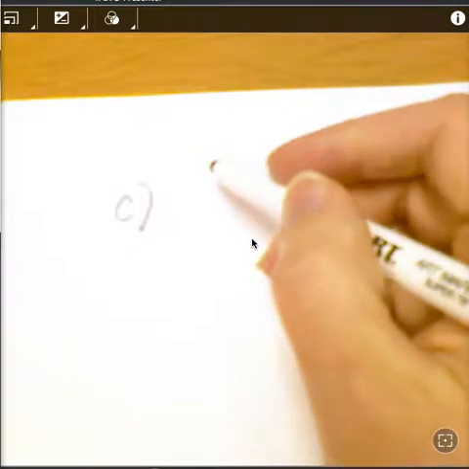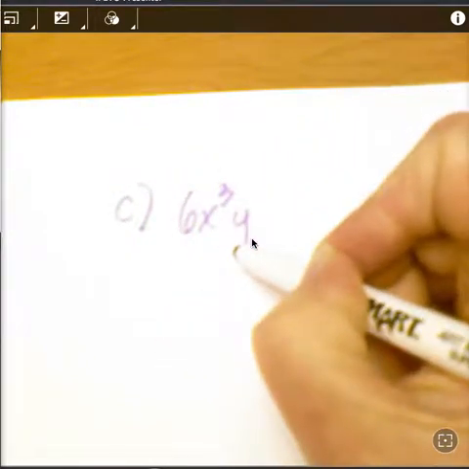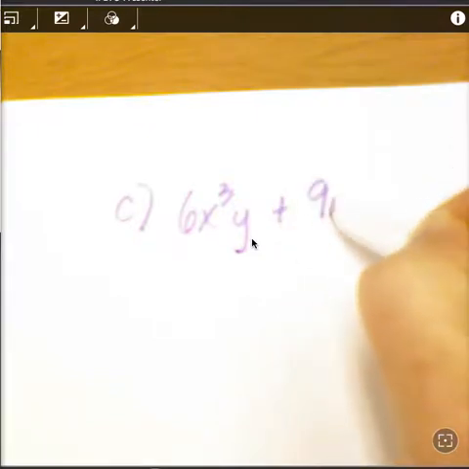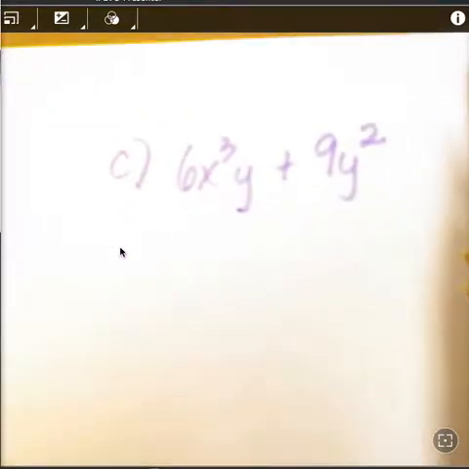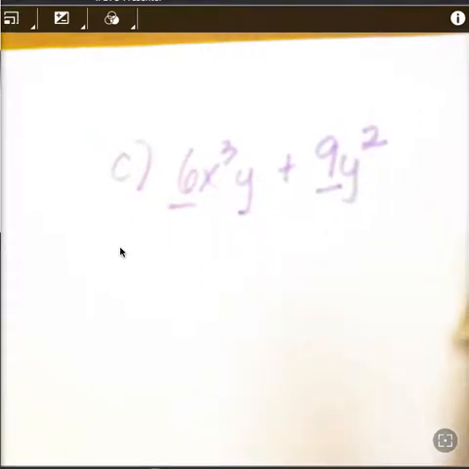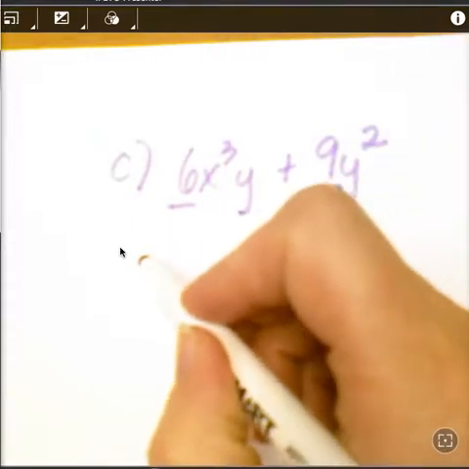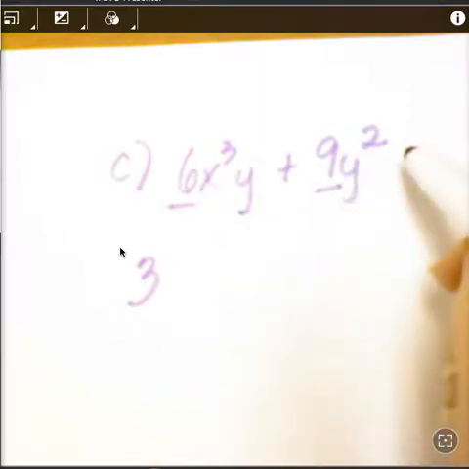Okay, C says 6x to the third y plus 9y squared. So when factoring, first I'm going to look for what is a number part that will go into both 6 and 9. Okay, so what's the largest number that goes into both 6 and 9? I'm going to put 3 on the outside. Then I'm going to look at my variables. Is there any variables that they have in common?